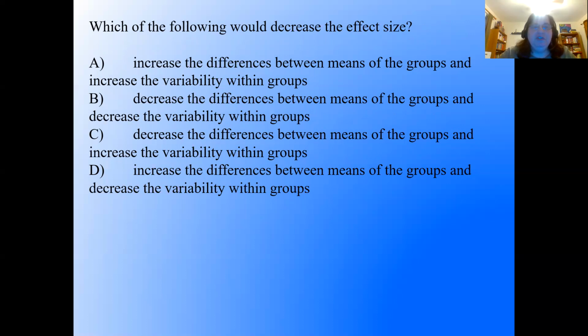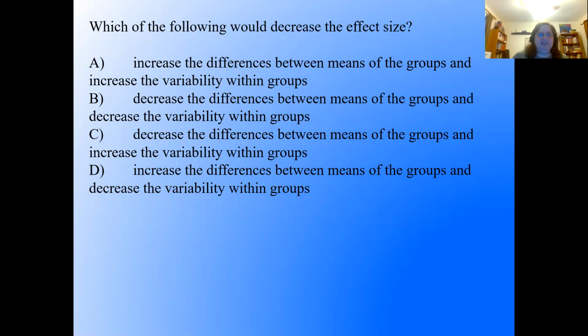So when we're decreasing the differences between the means of groups, that means our groups are going to be closer together. And same with increasing the variability within the groups, you're going to have more overlap. And effect size is all about overlap. So if we have things closer together, if we have more overlap, we're going to have decreased effect size. Increased effect size is when they're more spread out, right? There's more of a difference between the two. So had it been increase effect size, it would have been D. Because it was decrease effect size, it was C.